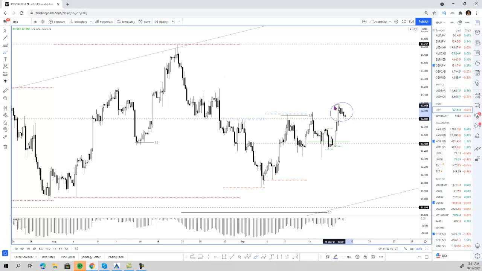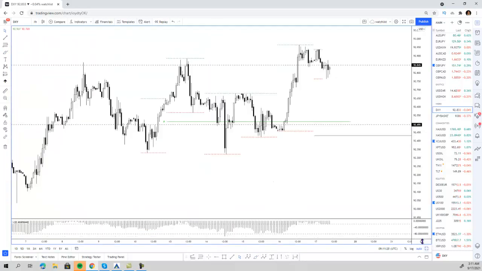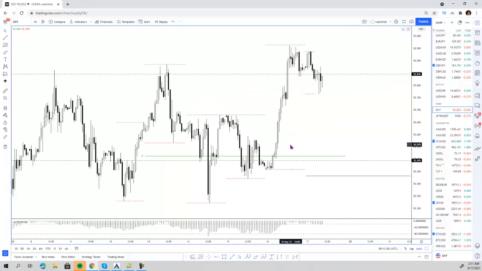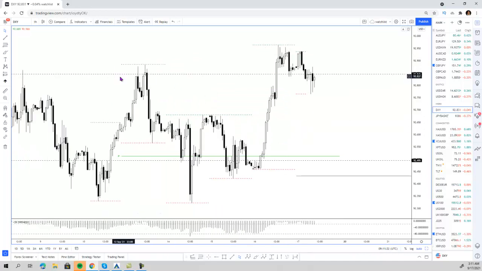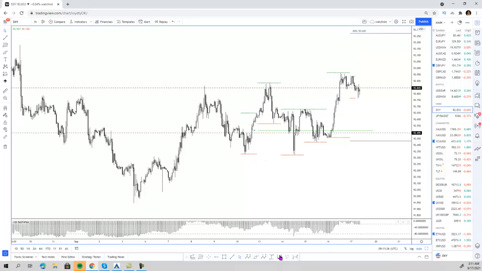Now, price has broken with that level, and if we go to the hourly, this is what I'm looking at right now. On the hourly, I'm looking at a retest of this level, right? And a possible flag formation, a possible continuation pattern printed on the DXY.